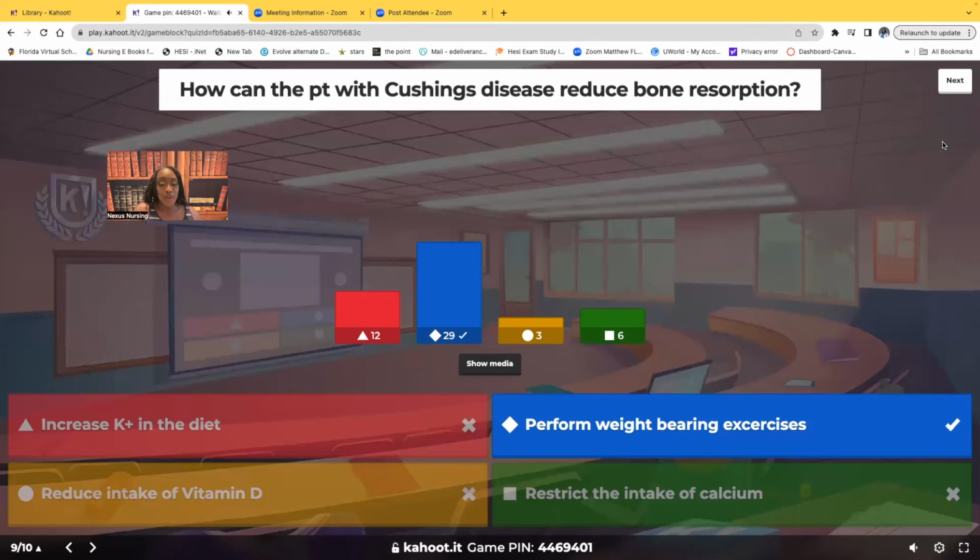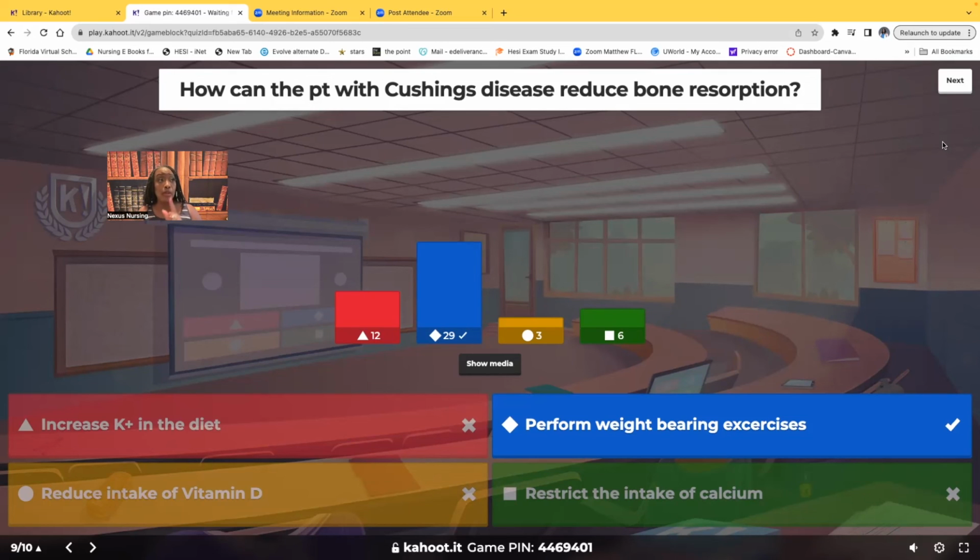Very good. Perform weight-bearing exercises. And I tricked 12 of you guys. So let's talk about the wrong answers and we'll get to the right answer. 12 of you guys chose increased potassium in the diet. I've taught this to you guys so many times. Just because an answer is correct doesn't mean it's correct for your question. So yes, the patient with Cushing's disease does need to be taught about foods that are high in potassium, right? Absolutely. But look at the question. I'm talking about bone resorption.